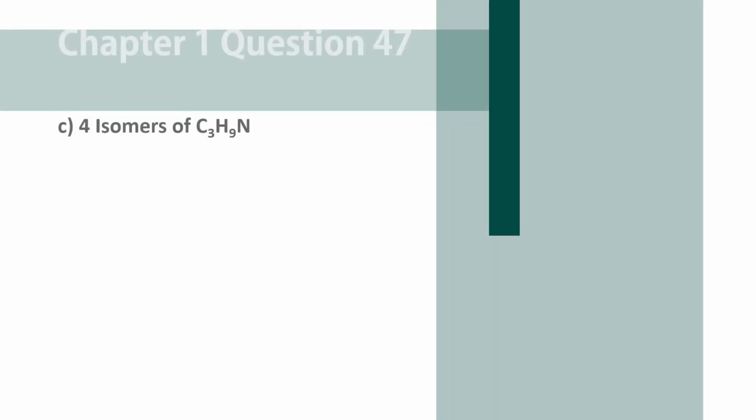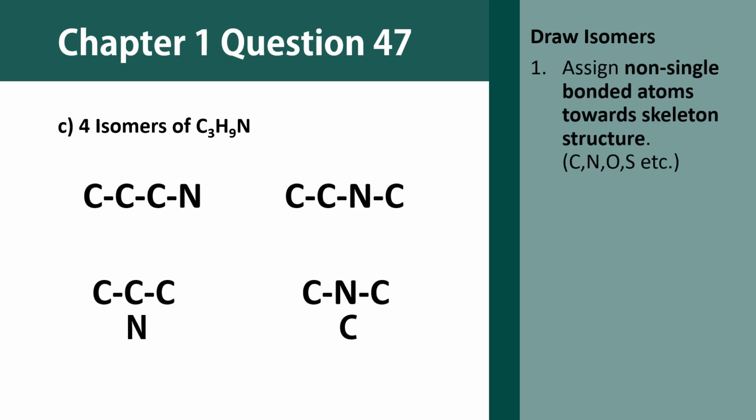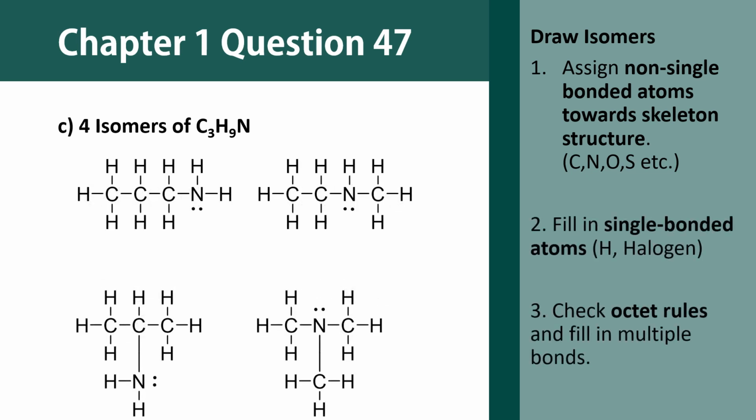The same rules go for the other question, which requires you to draw 4 isomers for C3H9N. In this question, we see there are carbons and nitrogen, which means there are 4 atoms that can align in different formations. In this case, we can see there are 2 aliphatic chains and 2 branched skeleton structures. After that, we just fill in the single bond atoms and check the octet rule to fill in everything. So here is the answer for the 4 isomers.